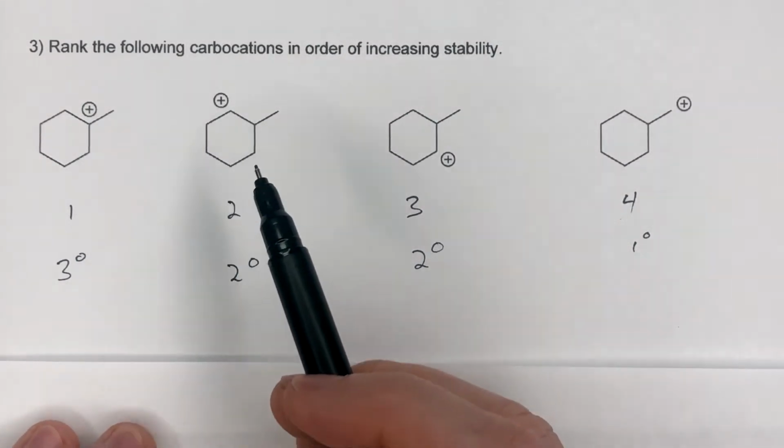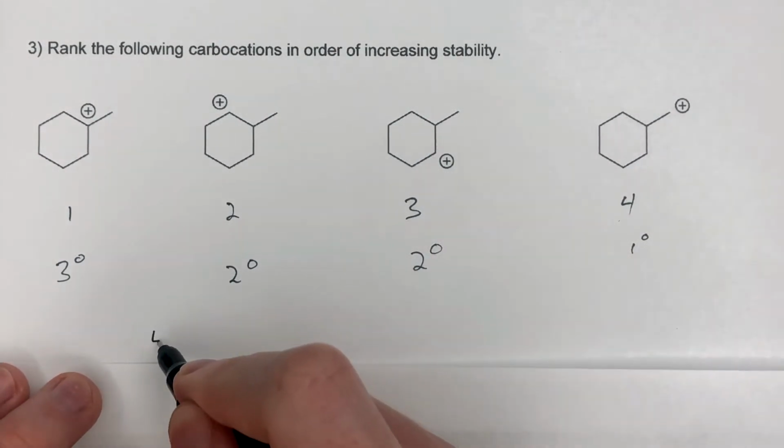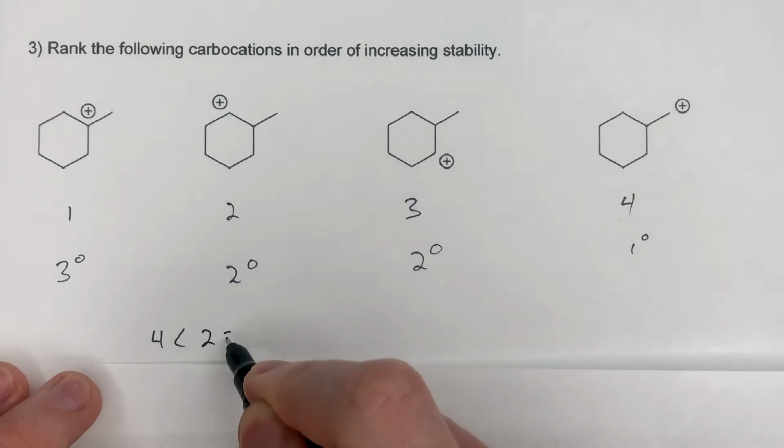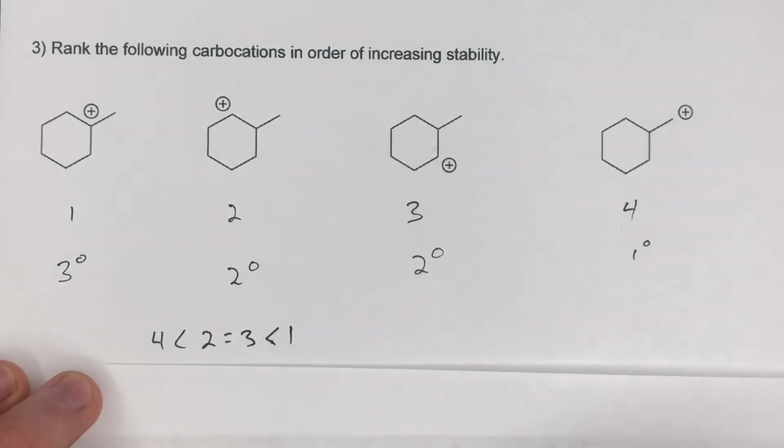So here we are asked to rank in order of increasing stability. So 4 is the least stable, 2 and 3 are equivalent, and then 1 is the most stable.